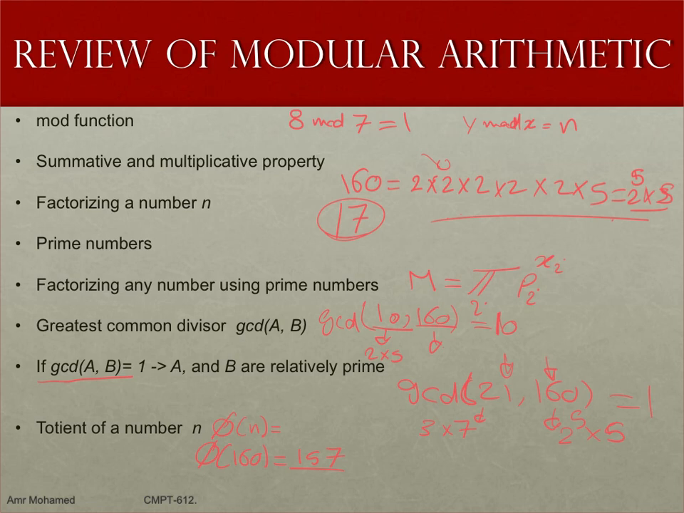What is the totient of a prime number? The totient of n is n minus 1. Be accurate now. The prime number is divisible by itself, right? So the totient of any prime number is n minus 1. Okay? So we understand all these properties and concepts now.